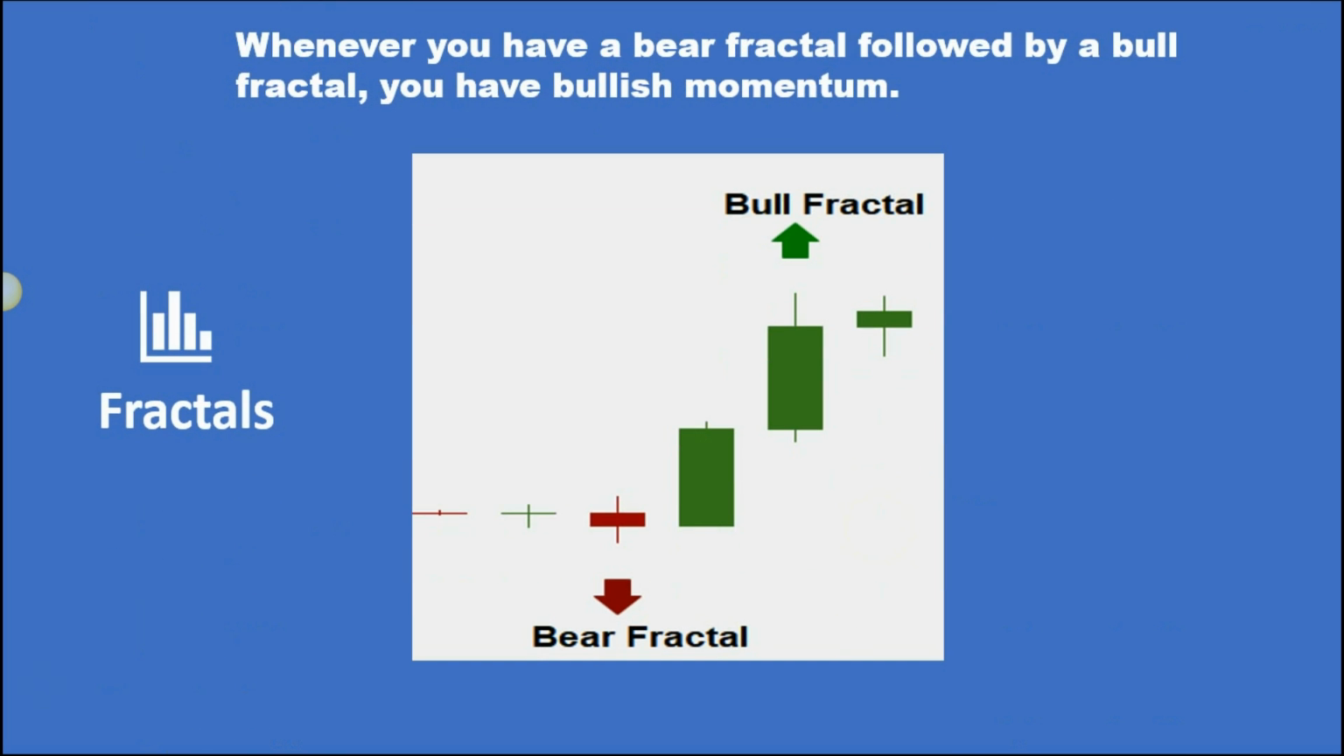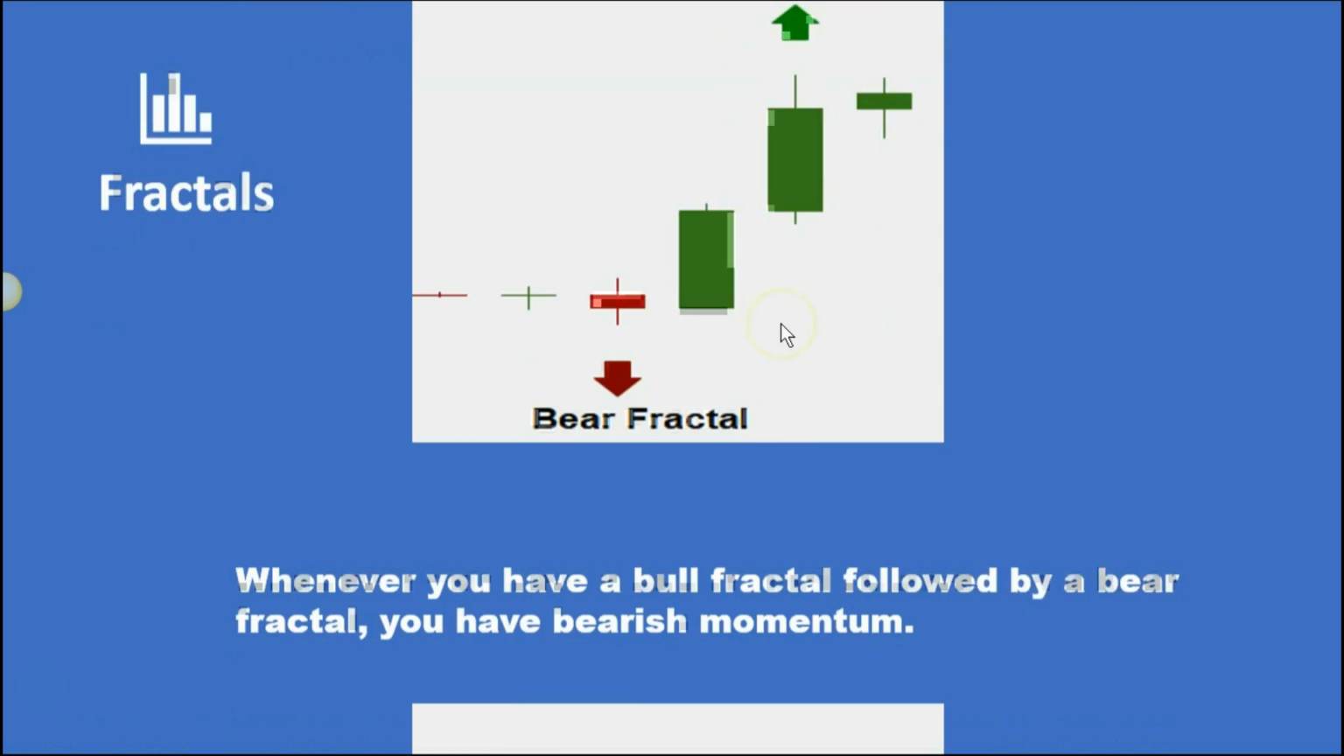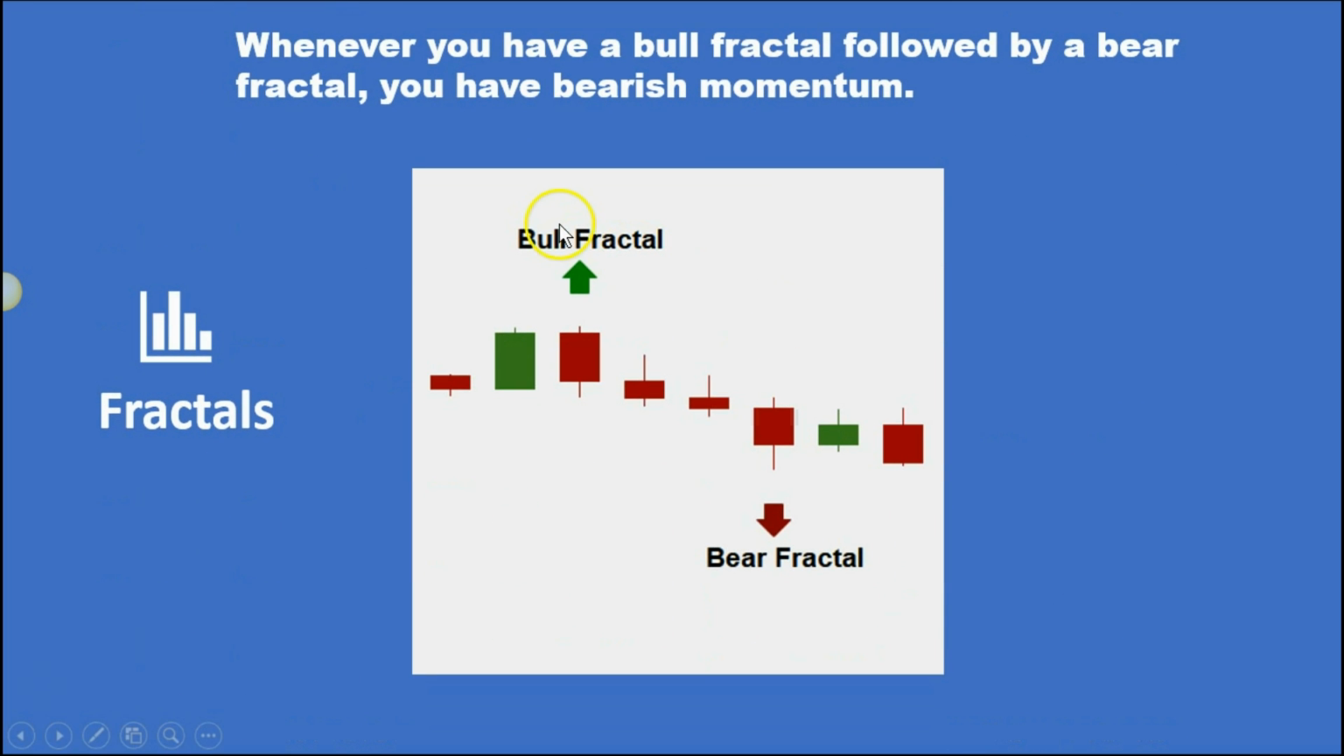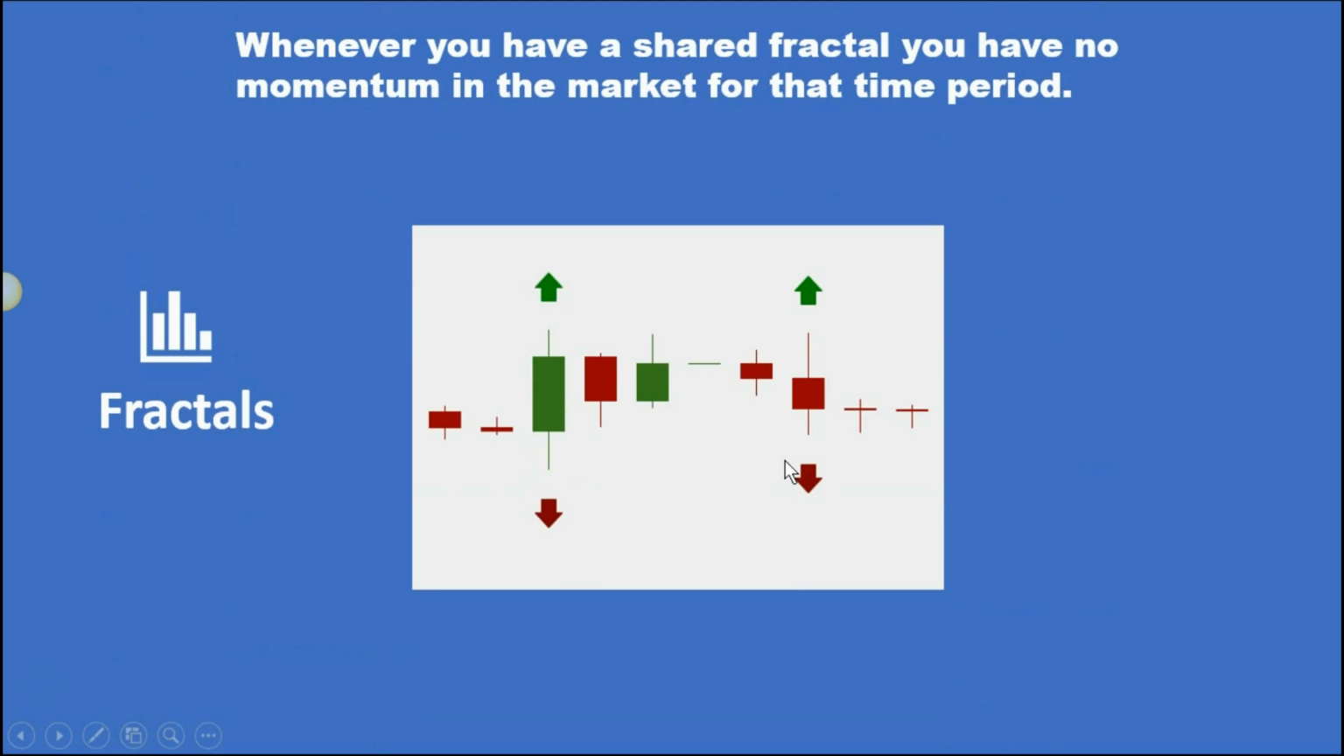So whenever you have a bear fractal followed by a bull fractal, you have bullish momentum. So here you have a bear fractal and then you have a bull fractal. From that point to that point, you had bullish momentum. The market moved higher, the momentum was bullish. The opposite holds true: whenever you have a bull fractal followed by a bear fractal, you have bearish momentum. Okay? And then whenever you have a shared fractal, you have no momentum in the market for that time period. You could see these shared fractals. There is no momentum in the market. It is just sitting still.